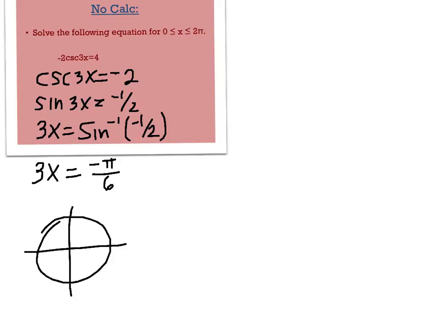Now, we do have to account for that 3x. We know our domain is going to change. We multiply the entire domain by 3, we get 0 is less than or equal to 3x, which is less than or equal to, in this case, 6 pi, which is 3 rotations around the circle.